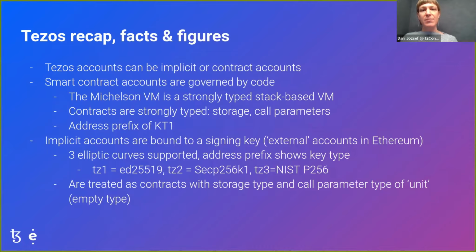Contracts are strongly typed, so this means that for each contract, we have a storage type and a type of call parameters, that is, what you can call it with. This is quite visible and very fundamental to how Tezos operates. The prefix of a contract address in Tezos is KT1, and after that comes the base 58 address.